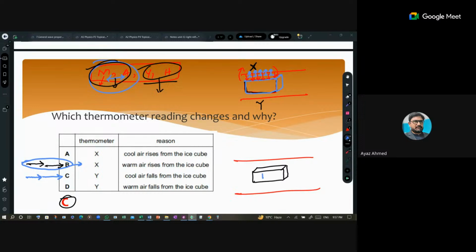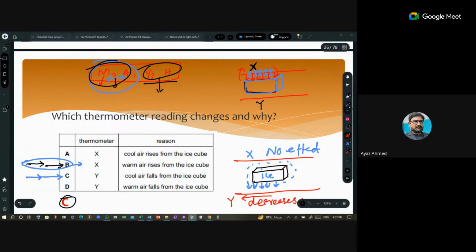So this is ice. What is the main function of ice? To cool down the air nearby. Are you people getting it? So when air is cooled down, definitely it would sink down. It will not move up. So thermometer X would have no effect. But because cold air is reaching this thermometer, its reading will decrease. So this is thermometer Y. Its reading decreases.